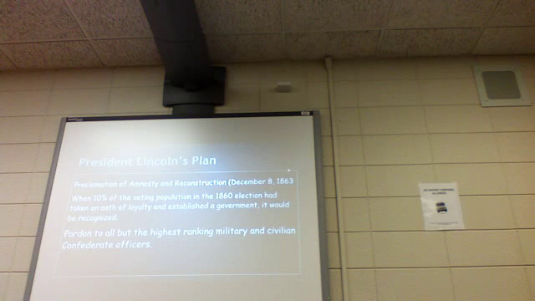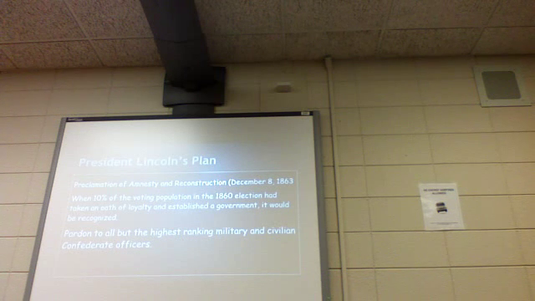He had passed the Proclamation of Amnesty and Reconstruction, December 8 of 1863, basically stating that 10% of the voting public had to take an oath of loyalty, and that state would be recognized as being back in the Union. He also agreed to pardon all but the highest ranking military and civilian Confederate officers. So like the President of the South, Jefferson Davis, wasn't going to be pardoned.